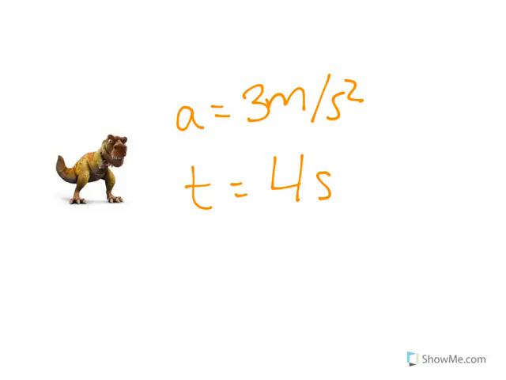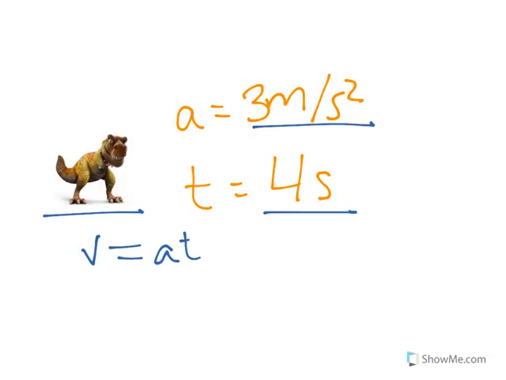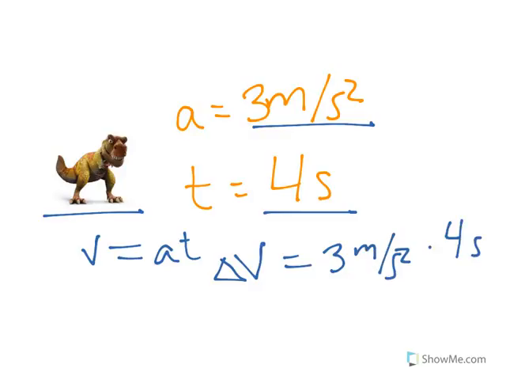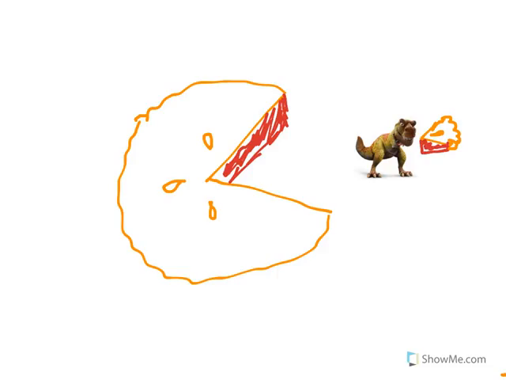Let's try an example problem. This T-Rex is accelerating at 3 meters per second squared for 4 seconds. Let's calculate his velocity. V equals a times t. So his change in velocity, delta v, is equal to 3 meters per second squared times 4 seconds. Seconds cancel out, so we get his change in velocity is equal to 12 meters per second. Easy as pie.